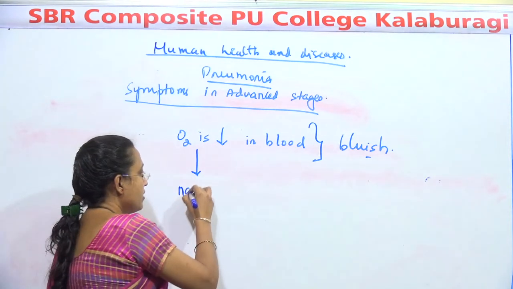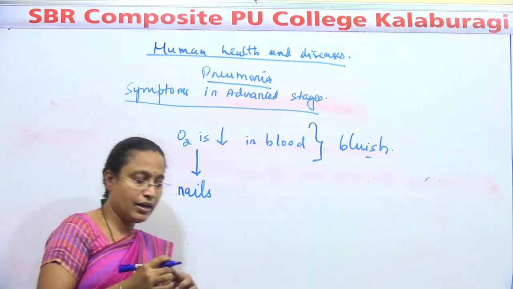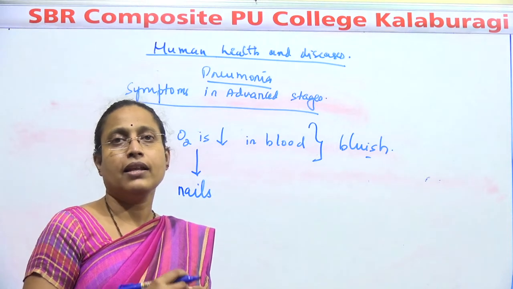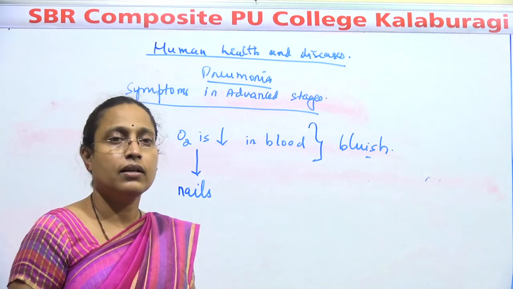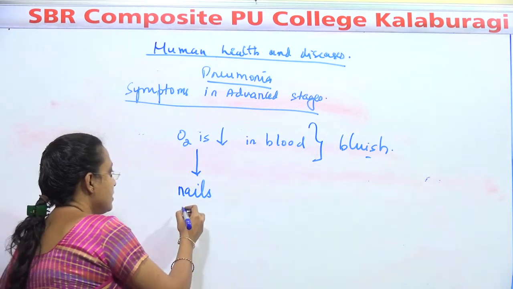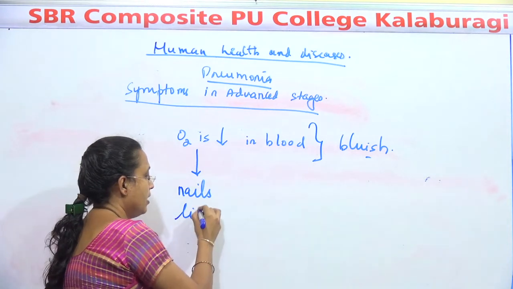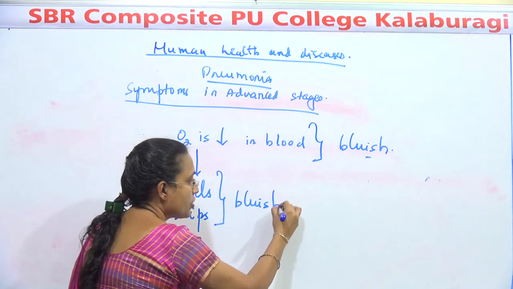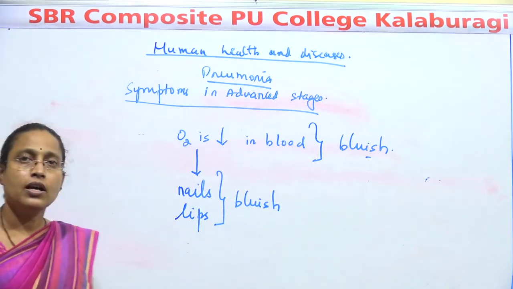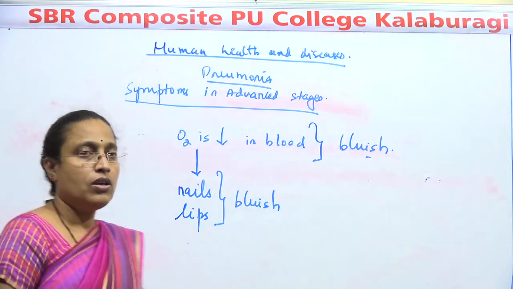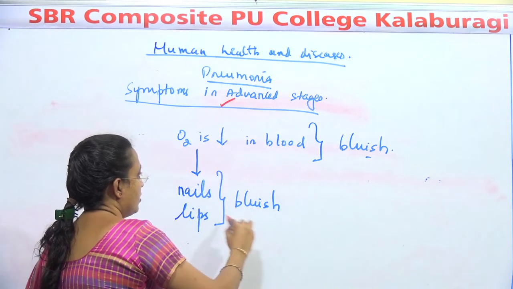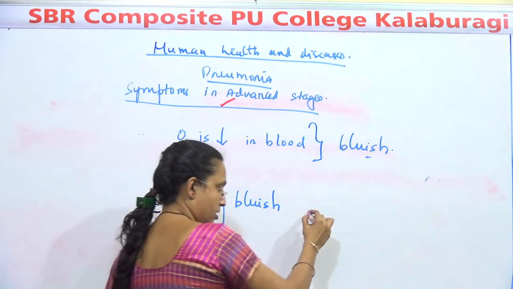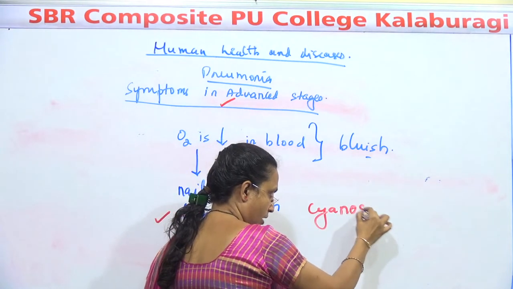Here we mean the nails won't become blue themselves, but usually there is a supply of blood underneath the nail, and that is the color which will make the nail appear blue. So nails and lips turn bluish, but in advanced stages. In advanced stages, nails and lips turn bluish. This condition is called cyanosis.